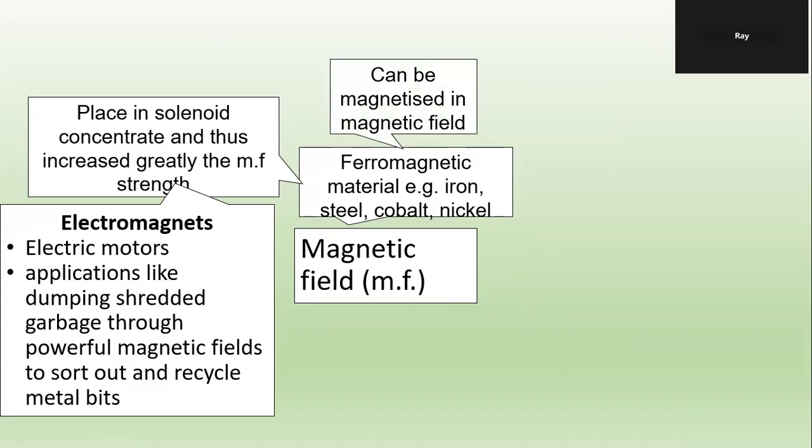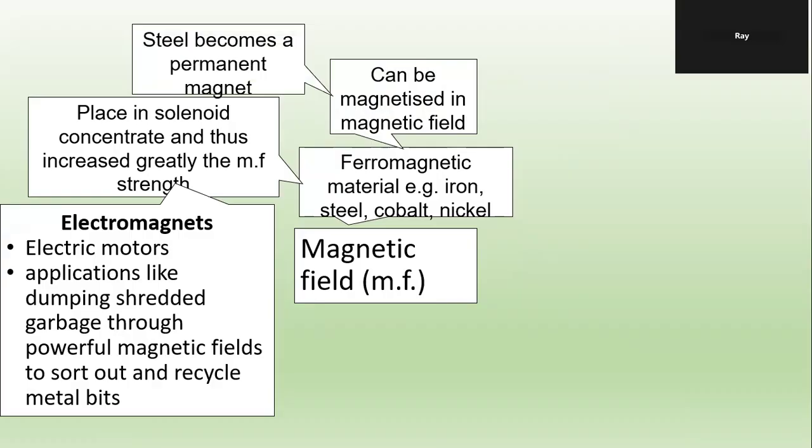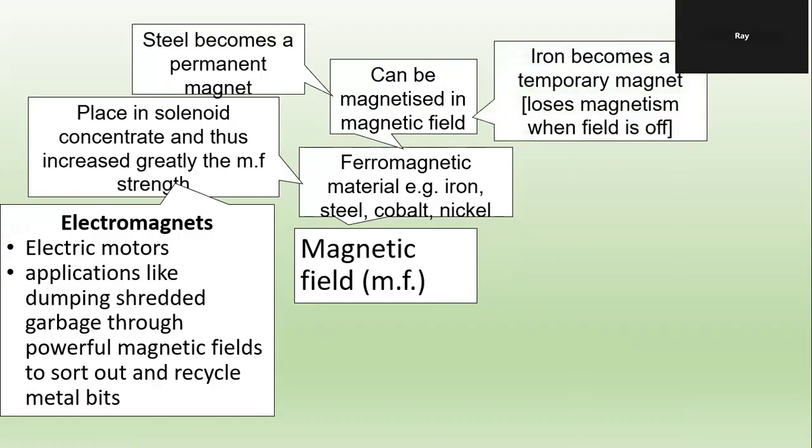Right? Ferromagnetic material can be magnetized in a magnetic field. Steel becomes a permanent magnet. Iron becomes a temporary magnet. That means it loses its magnetism when the field is switched off. Right? We call it soft magnetic material.